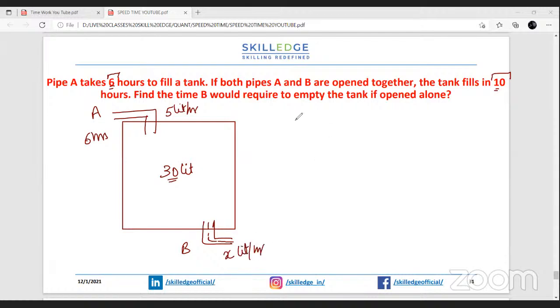So the overall rate is 5 liters an hour filling, X emptying, so 5 minus X liters an hour. Okay, right? So together they can fill the tank in 10 hours. You know, this has to be equal to the capacity. Okay, try it, guys.